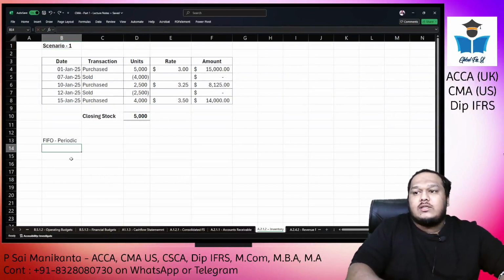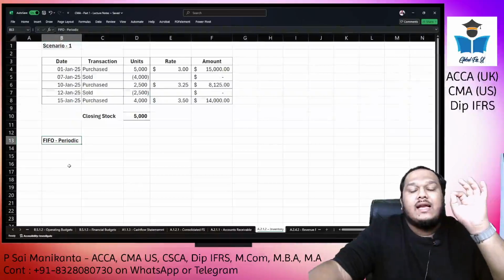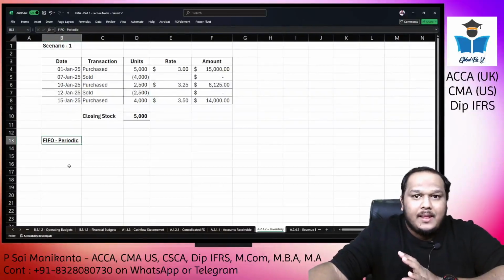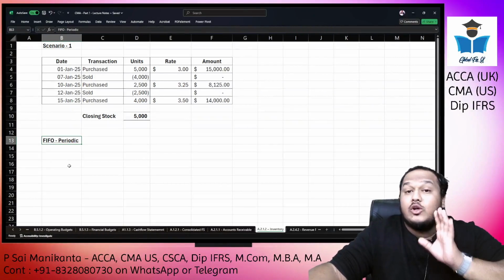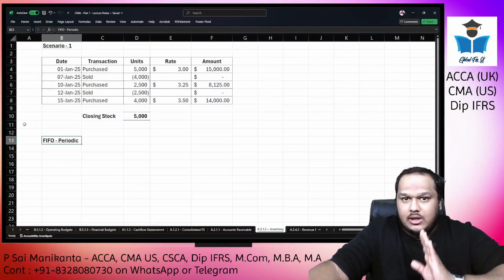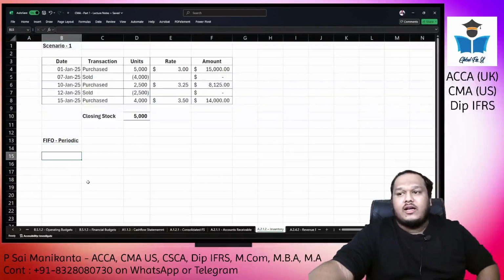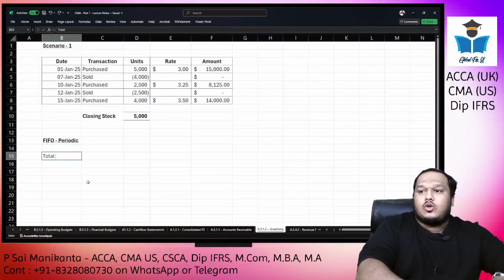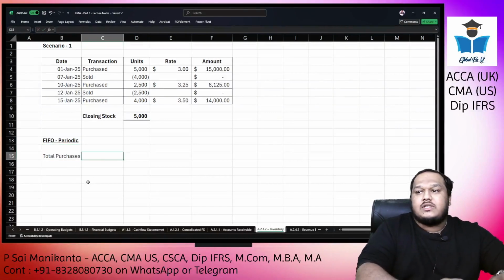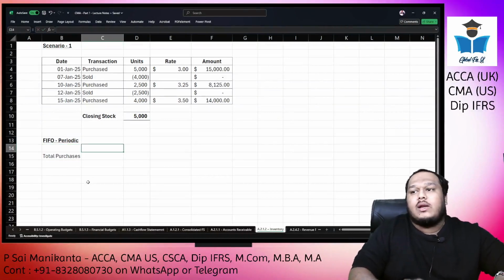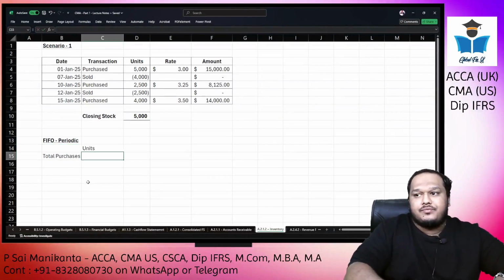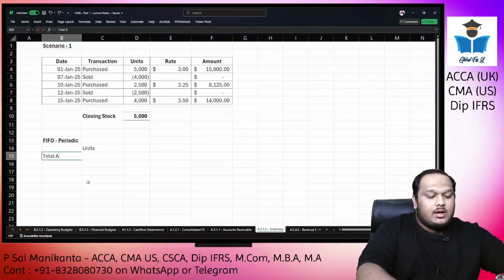periodic. So what is periodic? Periodic means we only calculate at the end of the period. At the end of the period, we don't update after each transaction. I hope you remember that. Correct? All right. So for FIFO periodic, first what we will do is total purchases. What is the total purchases made? Units or total available.